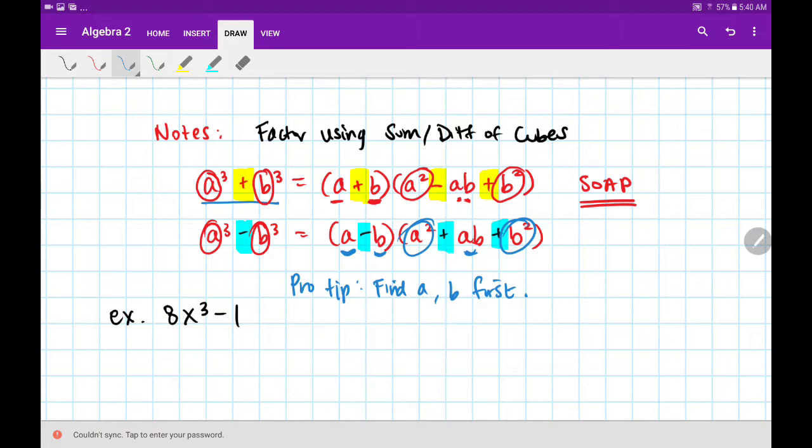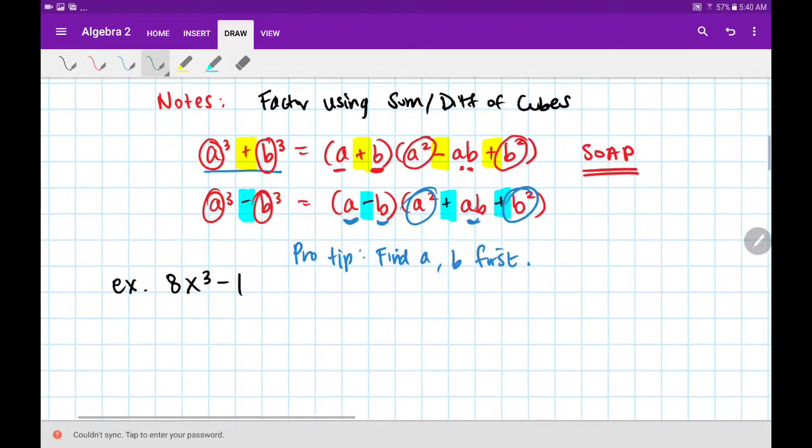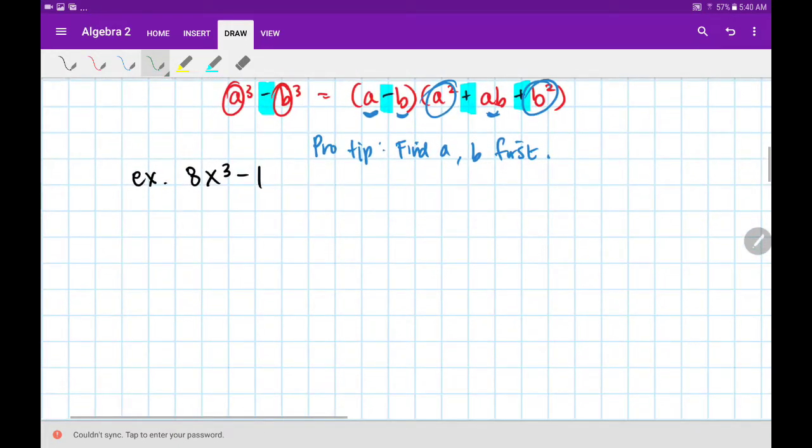Here's what I want you to notice as you're looking at our formulas. There are no coefficients. So there is no 2 out in front here. This is just A's and B's. We're squaring them and multiplying them together. So let's practice that with this example.